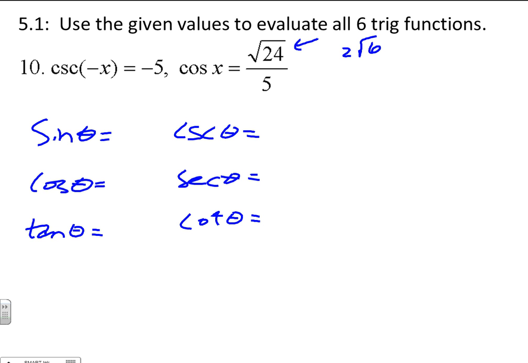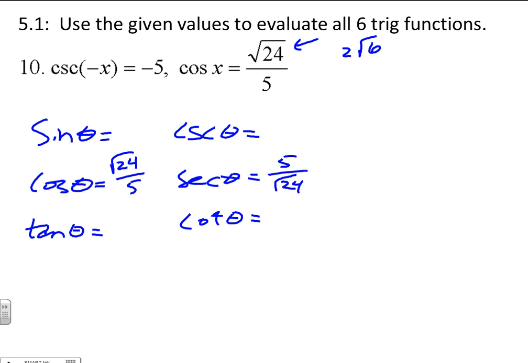So what do we know conveniently so far? Cosine root 24 or 2 root 6 on 5 gives me secant 5 on root 24 or 5 on 2 root 6, or we could rationalize that, 5 root 6 on 2 times 6, 12, but I'm just going to leave it in that form and assume you can work from there.